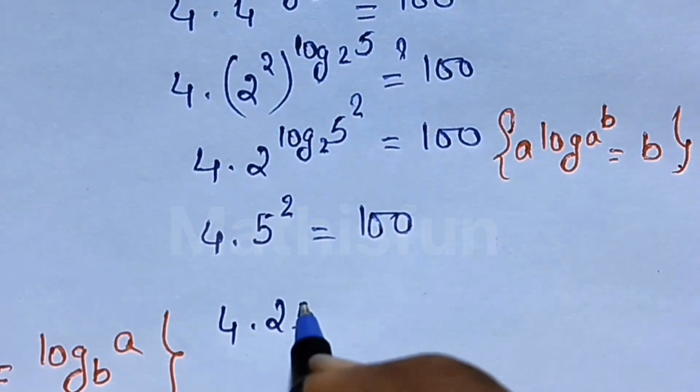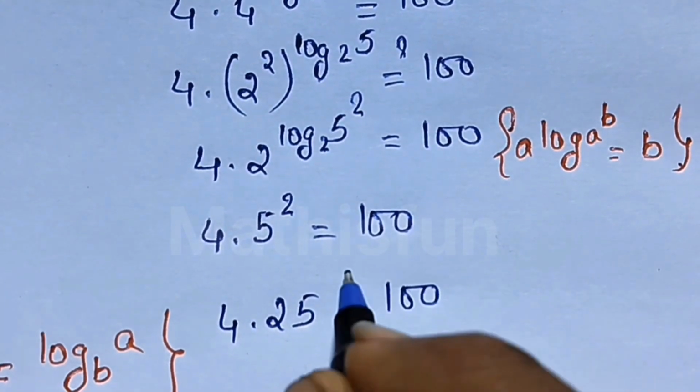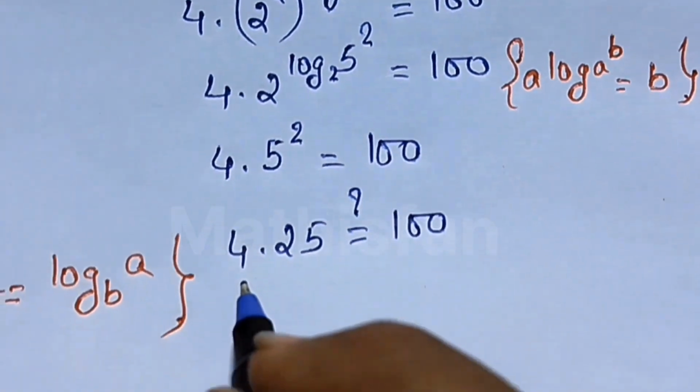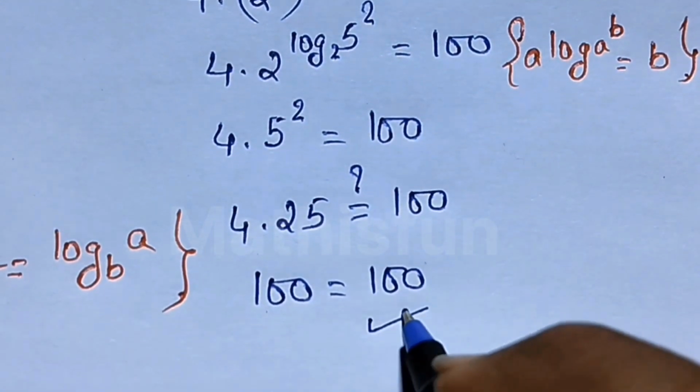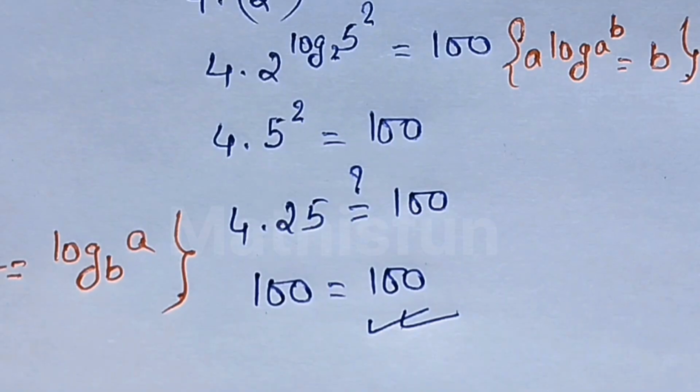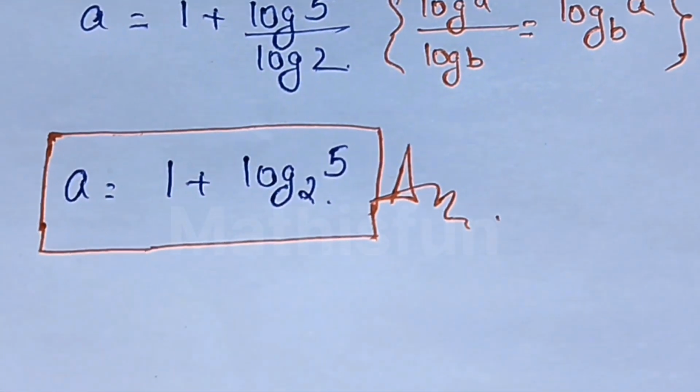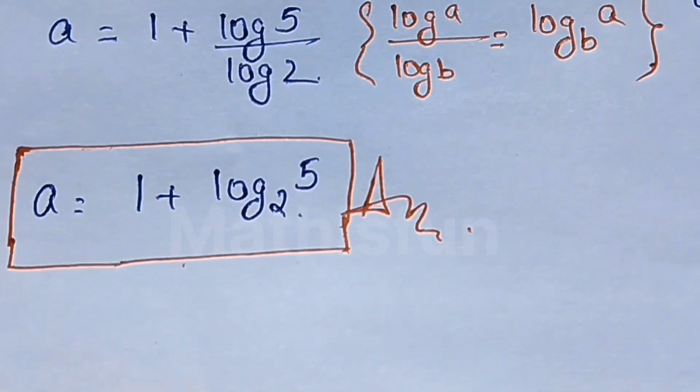4 into 5 square, that is 25, is equals to 100. So 4 into 25, that is 100, equals to 100. Both are equal, means our answer is correct. That's it.